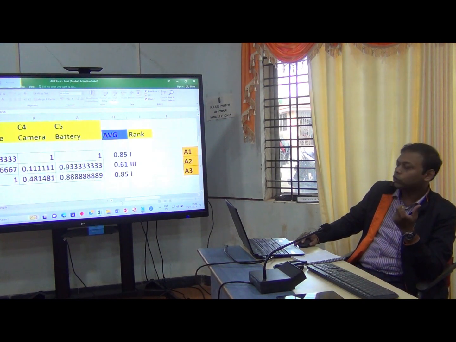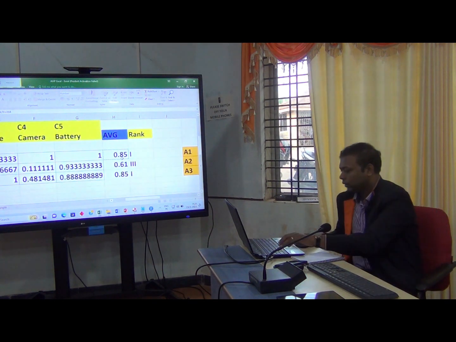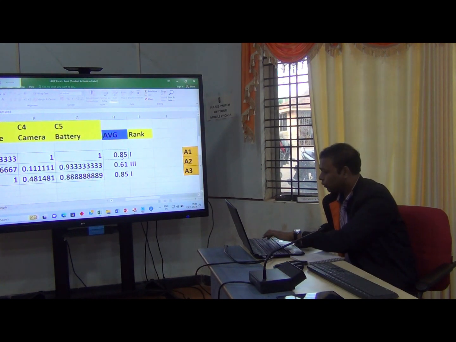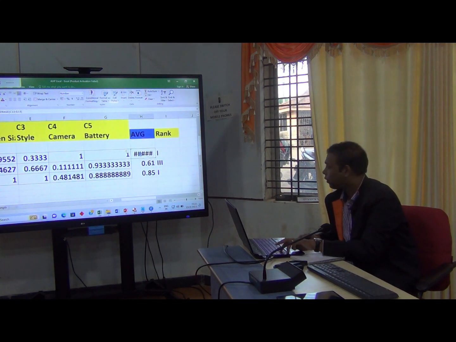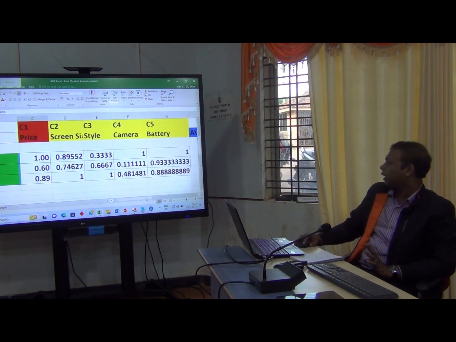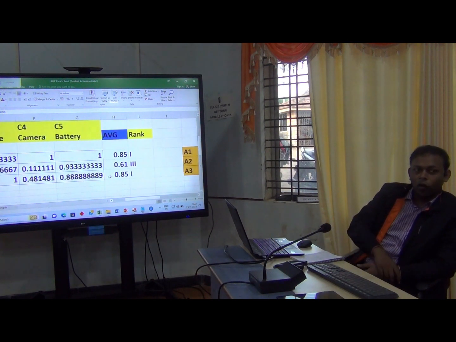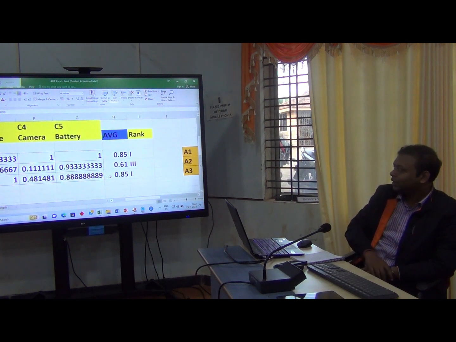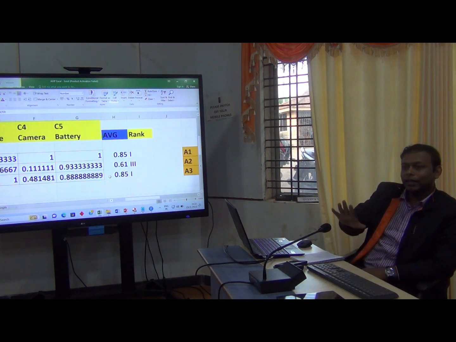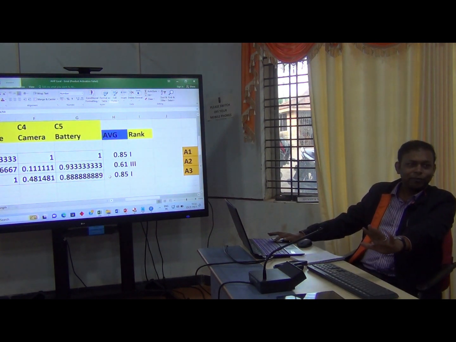One of the easiest ways to find out the average choice is to take the average. If you look into the average value, maybe it is 0.85 for the Samsung, for the iPhone it is around 0.61, and 0.85 for the Oppo. So in this case, the first one and the last one have the equal choice. Okay, so up to this it is easy to understand.